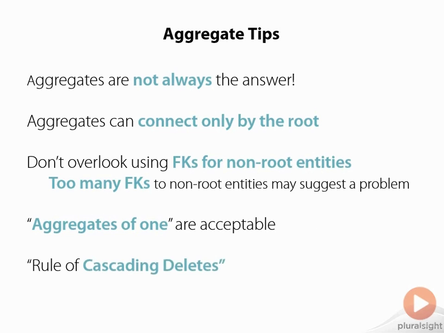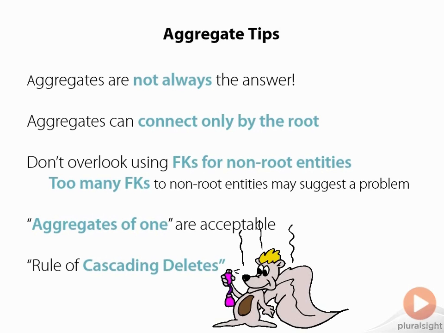And finally, don't forget the rule of cascading deletes. Remember, one test for whether or not a particular object makes sense as an aggregate root is to consider whether deleting that object should also delete all of the other child objects in that aggregate hierarchy. If it doesn't, then you probably have chosen the wrong structure for your aggregate.